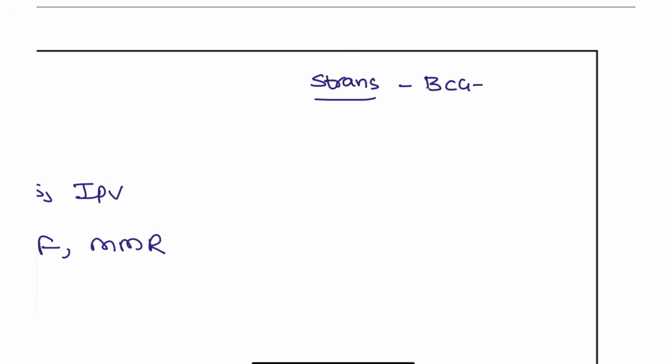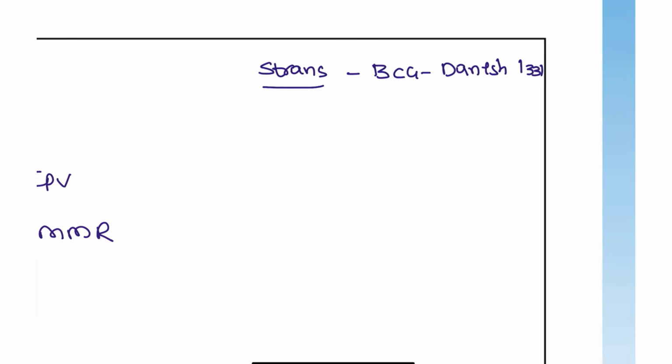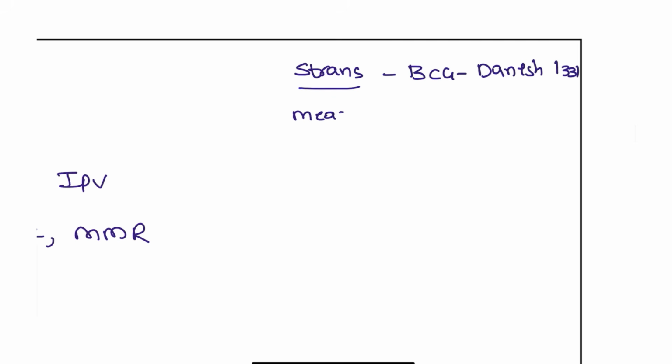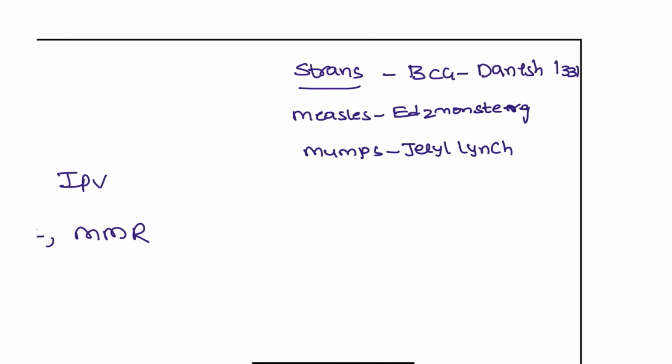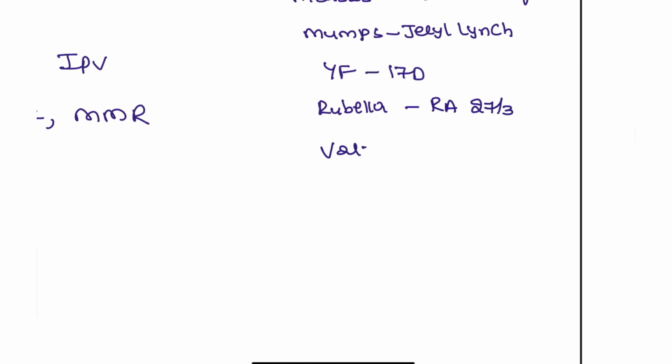Next, strains. BCG has the Danish strain, Danish 1331, that is the one strain. Next, measles in MMR has the Edmonston strain. Sorry about the spelling, just remember it is Edmonston. And next, mumps consists of the Jeryl Lynn strain. Okay, yellow fever is 17D. Rubella is RA27/3, and varicella has the Oka strain.